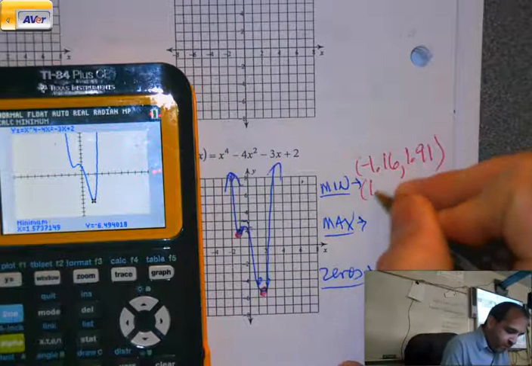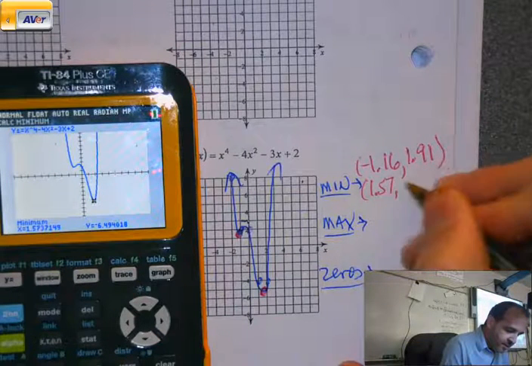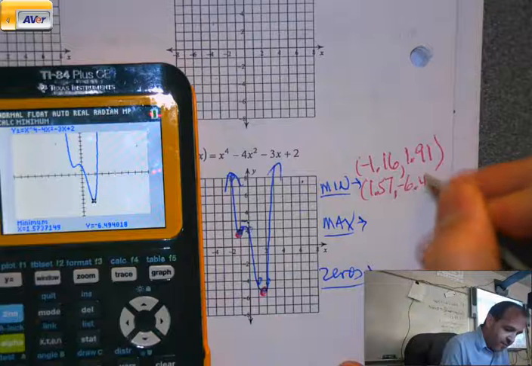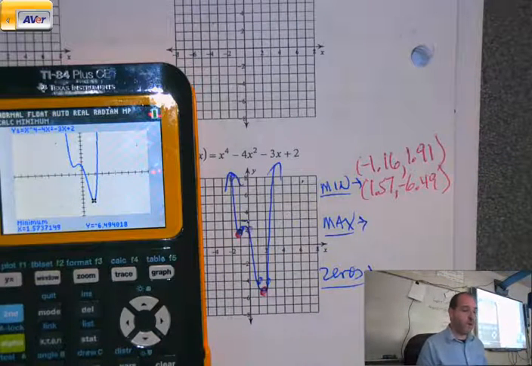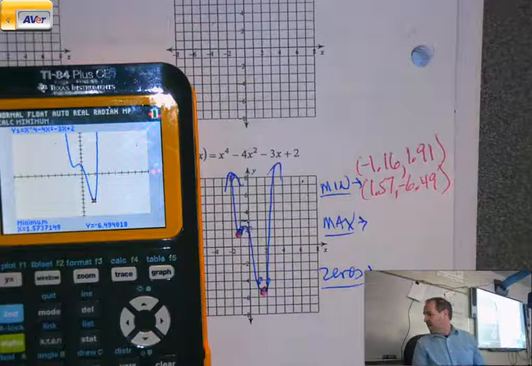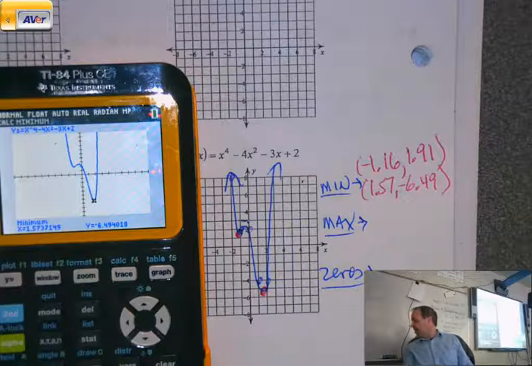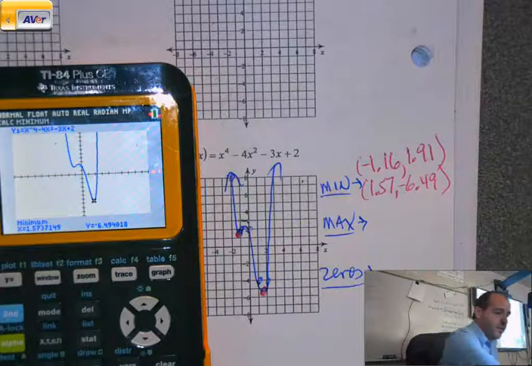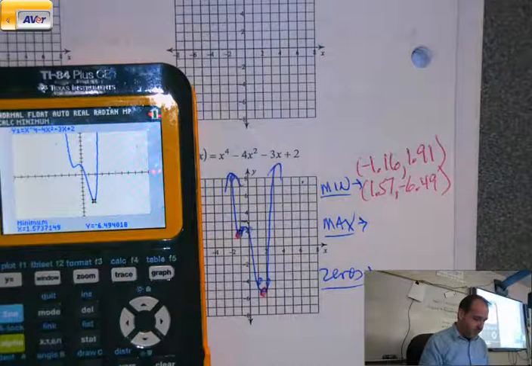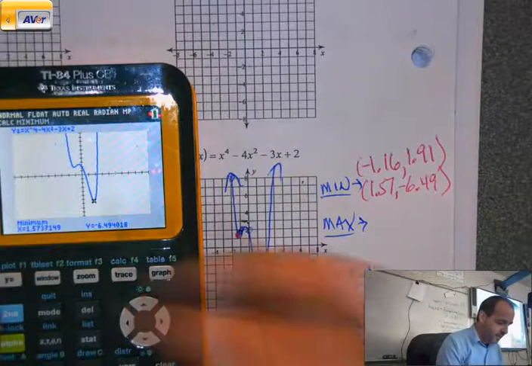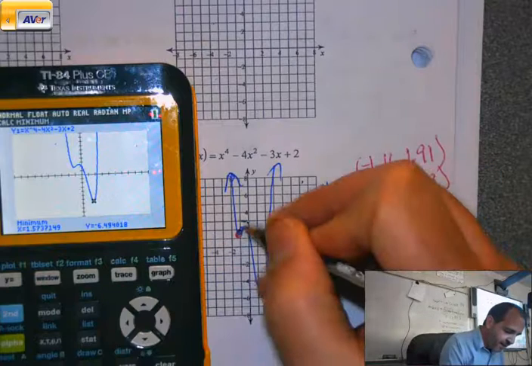So 1.57, negative 6.49, and we got our mins. They are ready and raring to go. Just looking for another color. Let's try this out. So I get those done, and I'm like, okay, well, next is the max. So max looks like maybe up here.